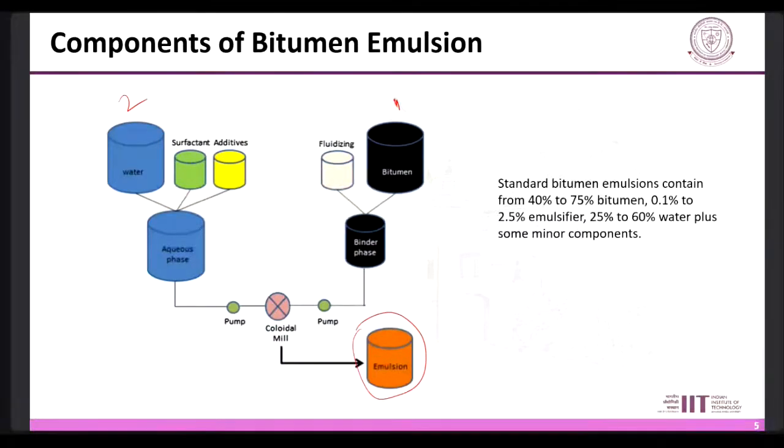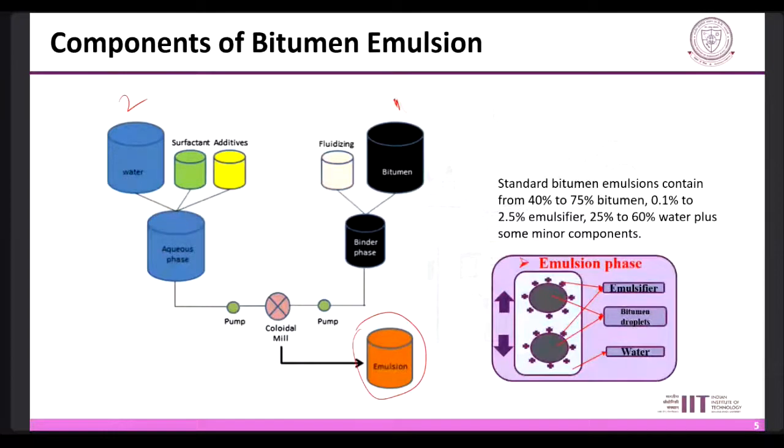A bitumen emulsion generally contains 40 to 75% of bitumen, where 0.1 to 2.5% is emulsifier and 25% to 60% is water, and there are some different minor additives also. And in paving construction, generally soap or surfactant is used as an emulsifier to provide the surface charge on the surface of the bitumen. This is the emulsion phase. The emulsifier is showing the positive and negative charge over the surface of the bitumen particles and bitumen droplets, and it is dispersed in a water phase.